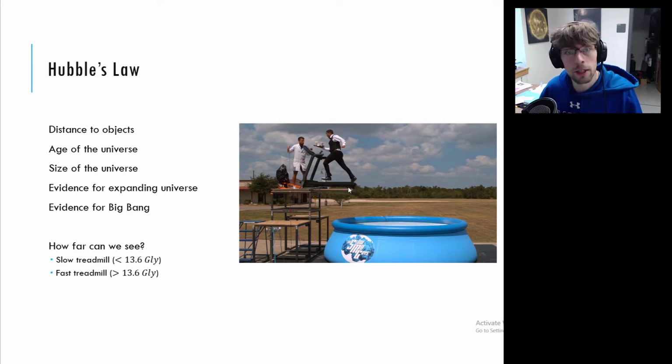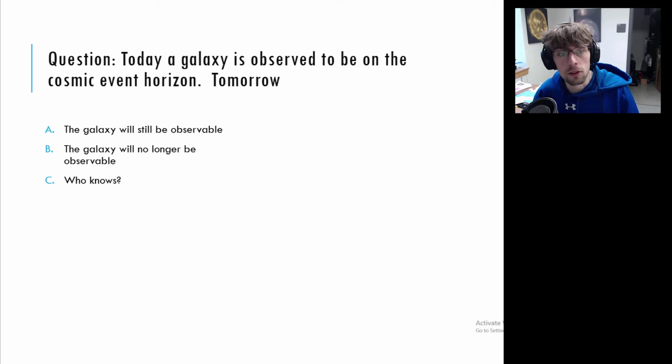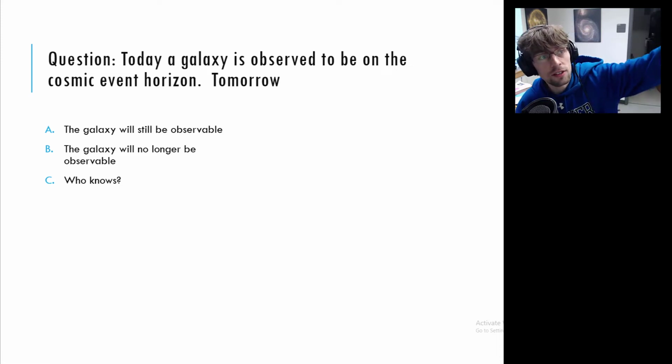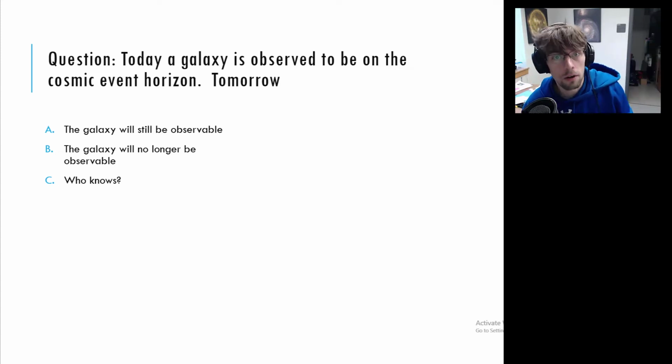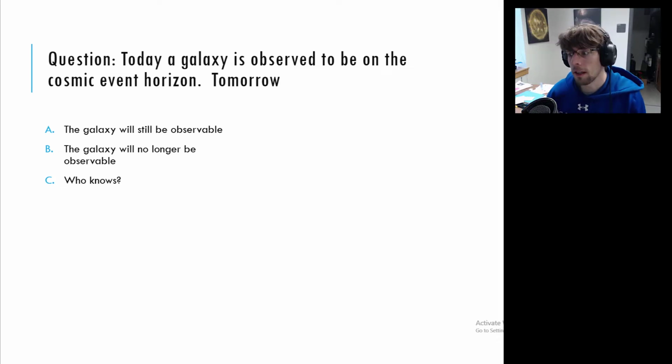So now I have a question for you. Let's assume today a galaxy is observed to be on the cosmic event horizon. It is just as far as it can be. The next question for you. Tomorrow, will you actually be able to observe that galaxy? Go ahead, take a minute, come up with an answer. You got it?